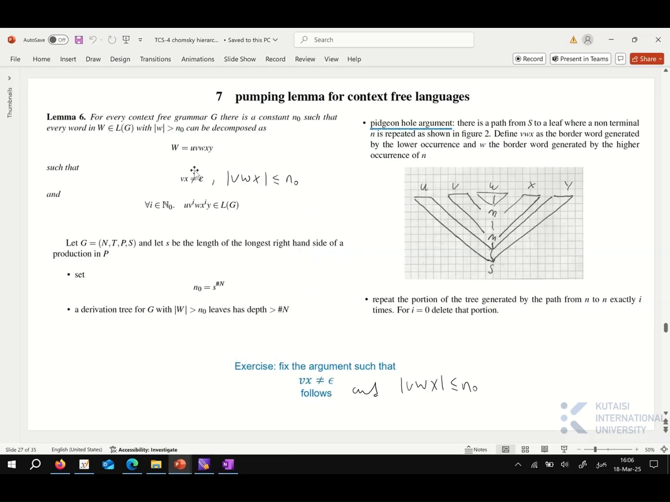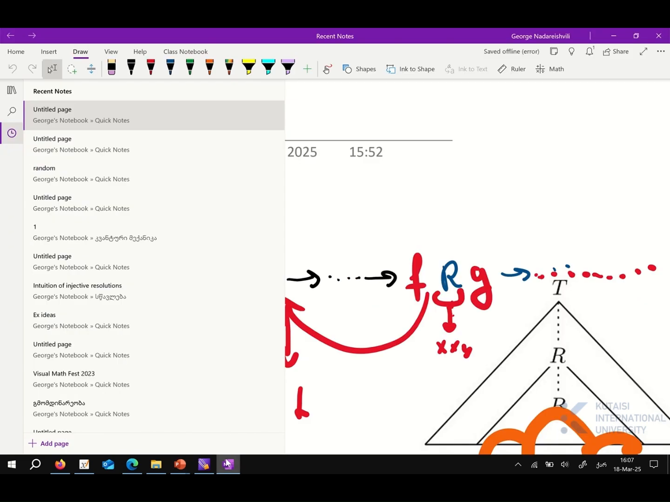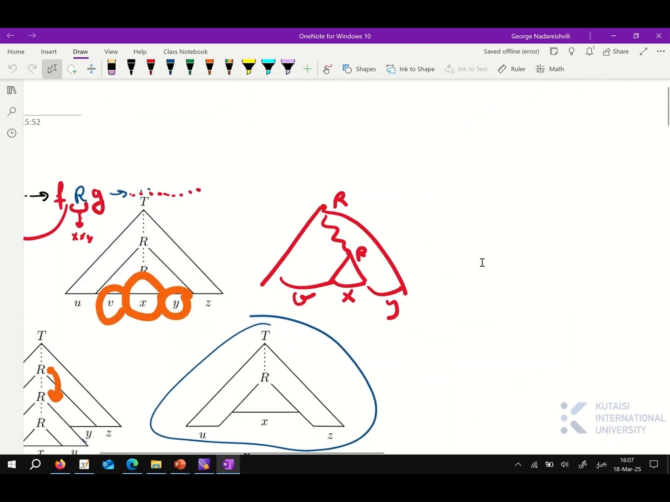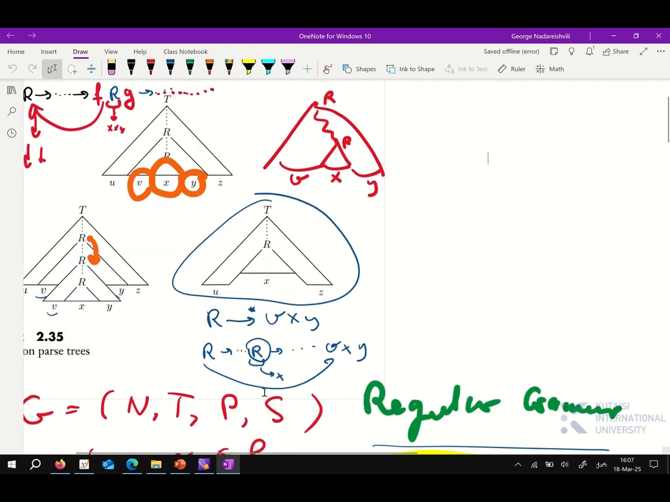So here is the statement of the lemma: for any context-free grammar G, there is a number n0 such that every word in this language which is longer than n0, call it big W, can be decomposed into 5 parts, U, V, W, X, Y, such that V and X are not empty, otherwise you would get a trivial statement, and you can pump on V and X. So let's look at, from last lecture, we'll try to prove things here. Might as well use the same.